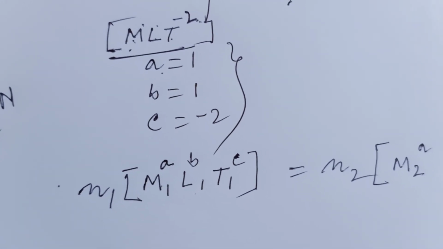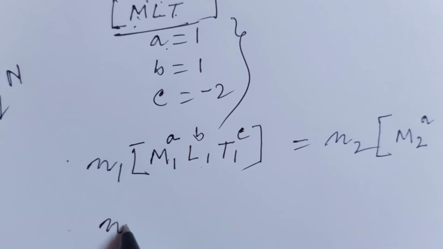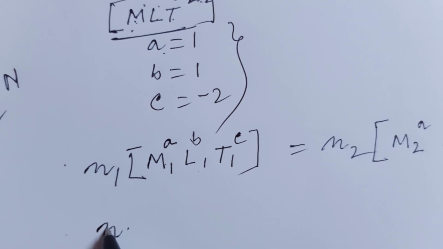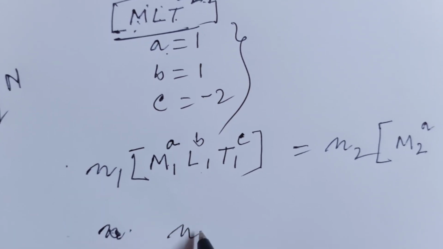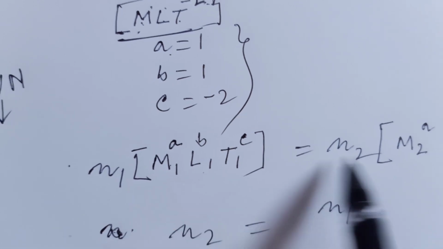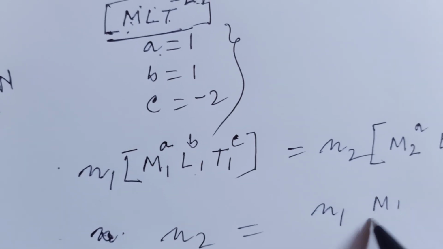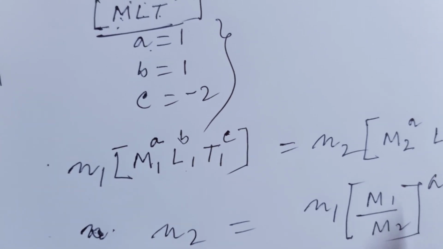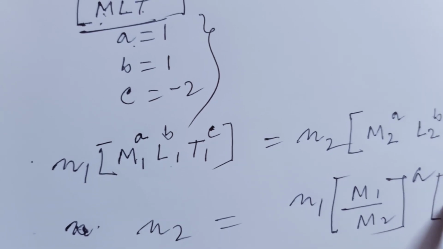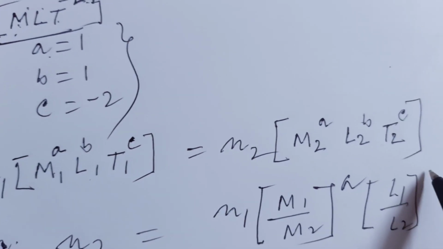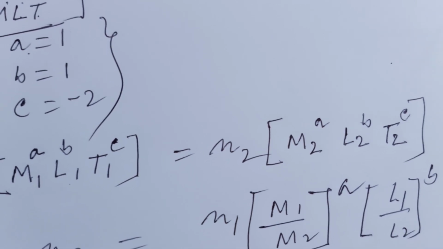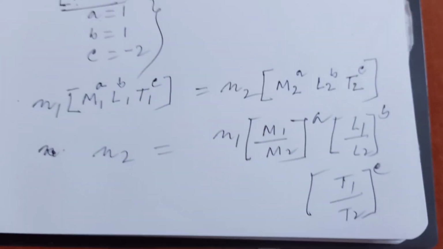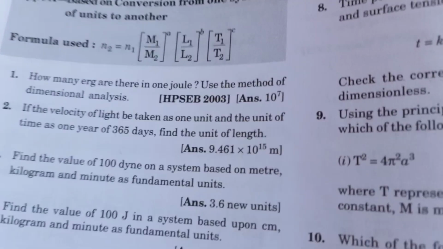So students, if you want to calculate n2, then n2 equals n1 times (m1 by m2) to the power of a, and then (l1 by l2) to the power of b, and then (t1 by t2) to the power of c. Why does it take a form like that?